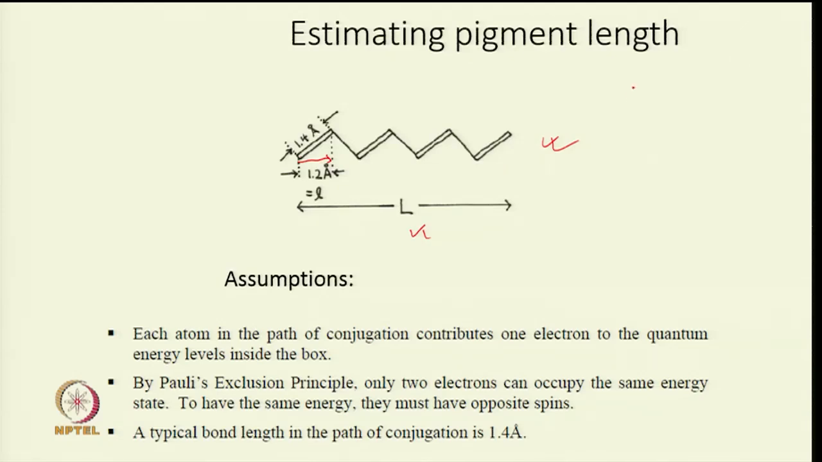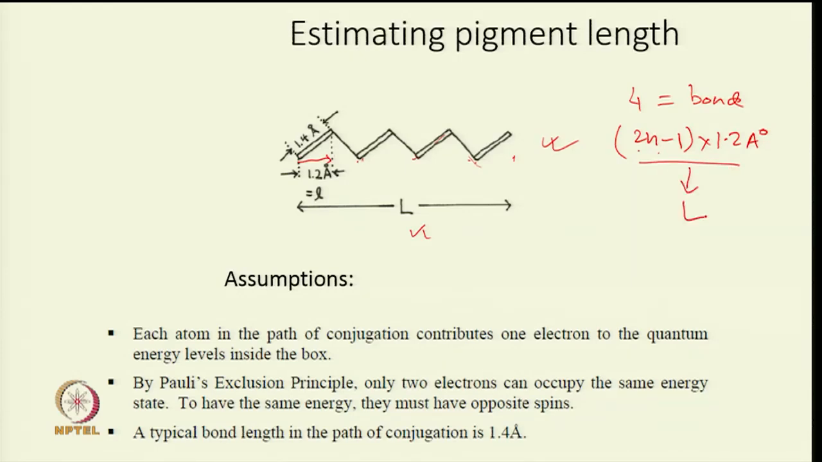So, for example, if it is a 4 double bond system, now you see here 1.2, 1.2. So, this is your 2.4, this is 2.4, this is 2.4, so this is 1.2. So, 1, 2, 3, 4, 5, 6, 7. And so, what you can do is you can write this as 2n minus 1 multiplied by 1.2 angstrom. So, if there are 4 double bonds, then you have 2 into 4 minus 1, that is 7, multiplied by 1.2 angstrom length.